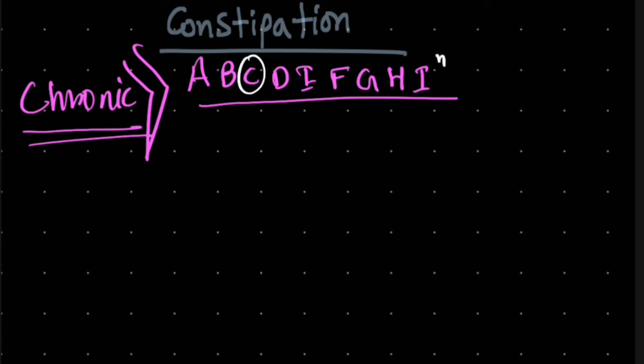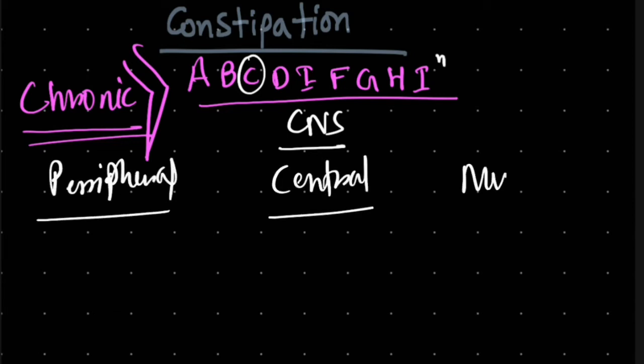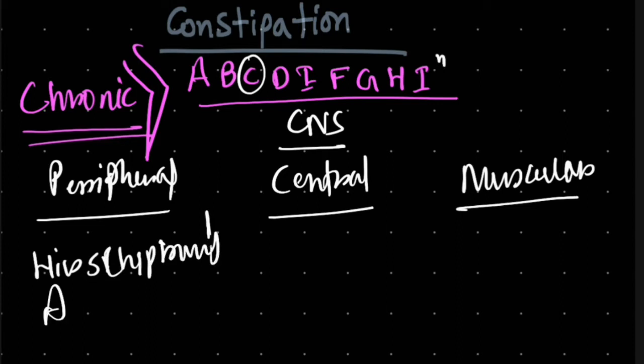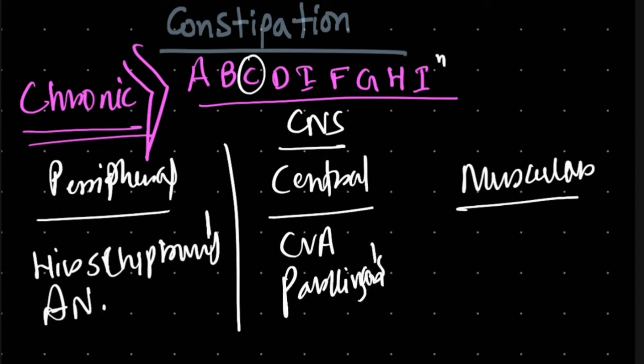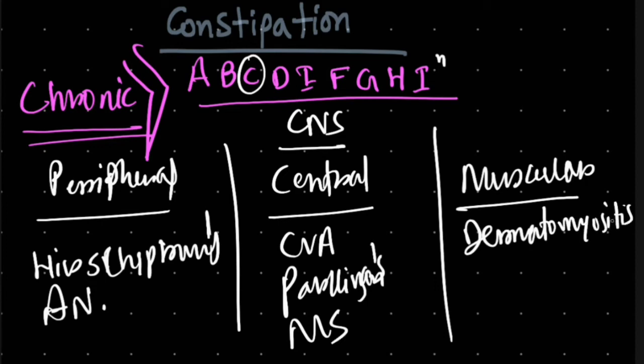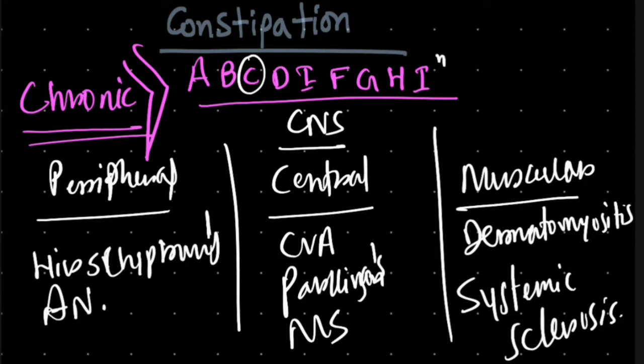Then comes C. C is for CNS or central nervous system. Under this again 3 things come: peripheral nervous system, central nervous system, and musculoskeletal system. What are the causes under the peripheral nervous system? Like Hirschsprung disease, then autonomic neuropathy. Under the central nervous system come cerebrovascular accidents, then Parkinson's disease, and multiple sclerosis. Under the muscular system come dermatomyositis, systemic sclerosis. So these are the causes of chronic constipation under C.